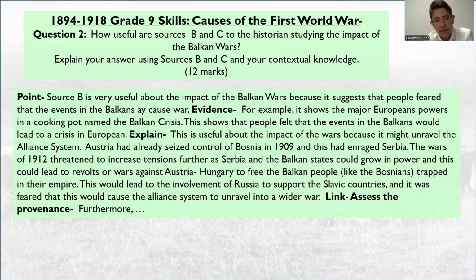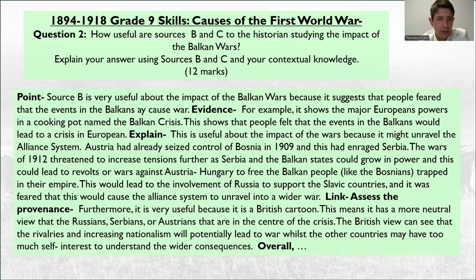The wars in 1912 threatened to increase tensions further as Serbia and the Balkan states could grow in power, and this could lead to revolts or wars against Austria-Hungary to free the Balkan people, like the Bosnians trapped in their empire. You could talk about the 15 different languages, all the different national groups. Austria-Hungary is vulnerable. Those are sort of things you could have talked about as well. This would lead to the involvement of Russia to support obviously the Slavic countries. It was feared that this would cause the alliance system to unravel into a wider war. Okay, so lots of good knowledge in there, lots of good understanding.